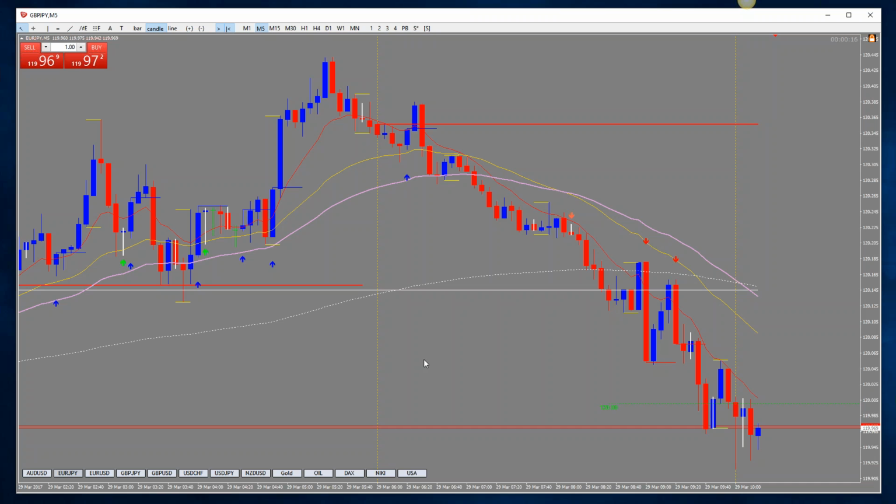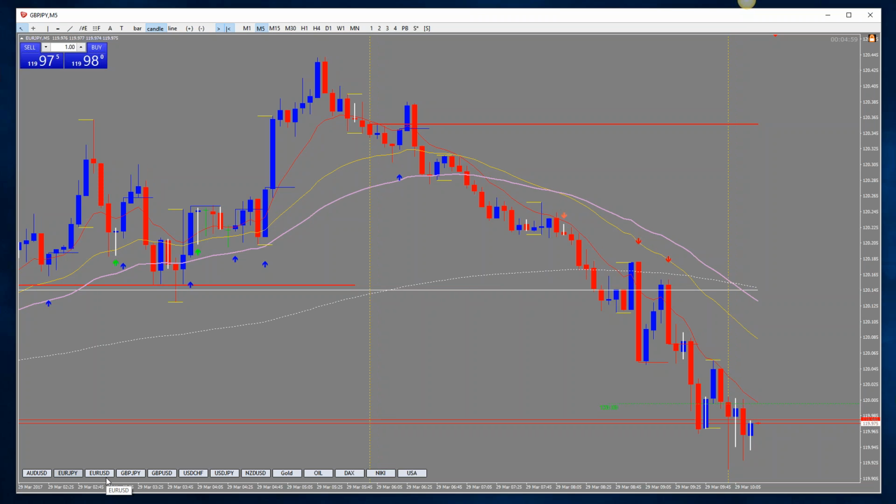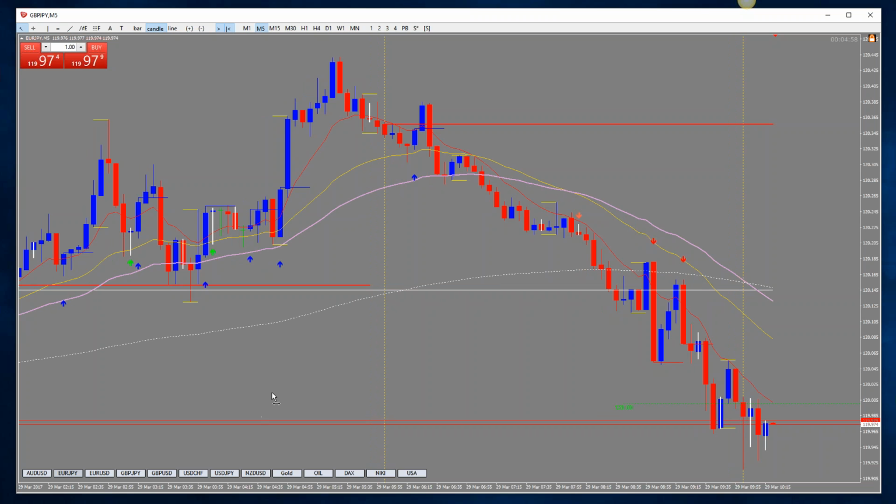Continuation trades, bounces off the 200. I consider those, but those are not my main staple type trades that I'm looking at. I don't know if anybody's asking any questions. I don't mind answering the odd question here or there as I'm flipping through my chart.